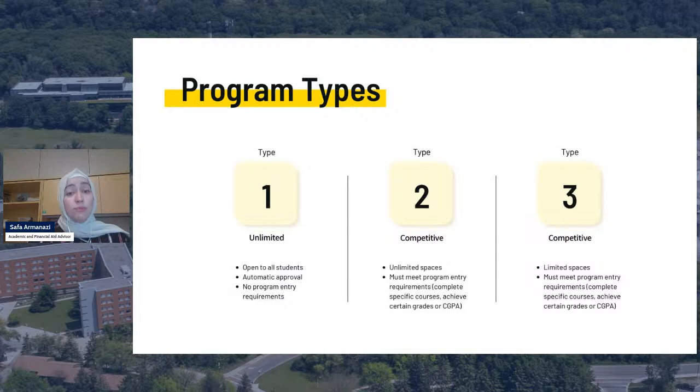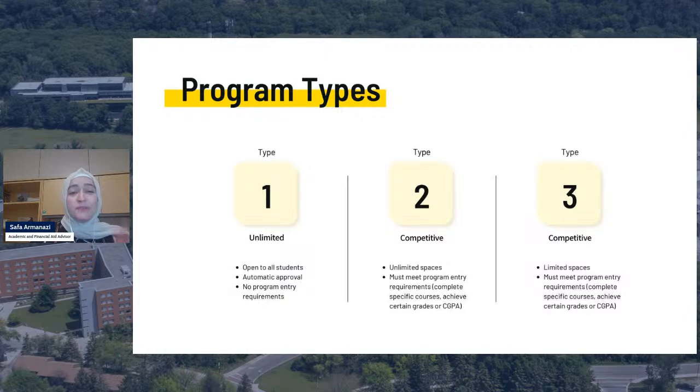And you also see type 3 programs. These type 3 programs are also competitive, but they have limited spaces. Similar to type 2 programs, they have minimum entry requirements that you need to complete, and that could be either completion of, again, specific courses, meeting minimum grades in those courses, and or meeting a minimum CGPA cutoff. The difference between type 2 and type 3 programs is that for type 3 programs, not only do you need to meet the entry requirements, but they're so competitive and have limited spaces that meeting the minimum entry requirements does not guarantee entry into those programs.